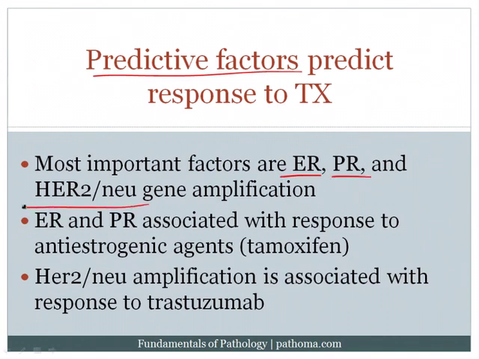Now, basically, the notion is that if the tumor cells express estrogen receptor and the tumor cells express progesterone receptor, then that would mean that we could potentially expect a response when we gave them anti-estrogenic agents like tamoxifen. And so we will take a patient's tumor cells and test whether they express estrogen receptor and progesterone receptor. And these are two very important tests we do to predict response to anti-estrogenic agents such as tamoxifen. And so this would be two of the important tests. The third is amplification of the HER2/neu gene.